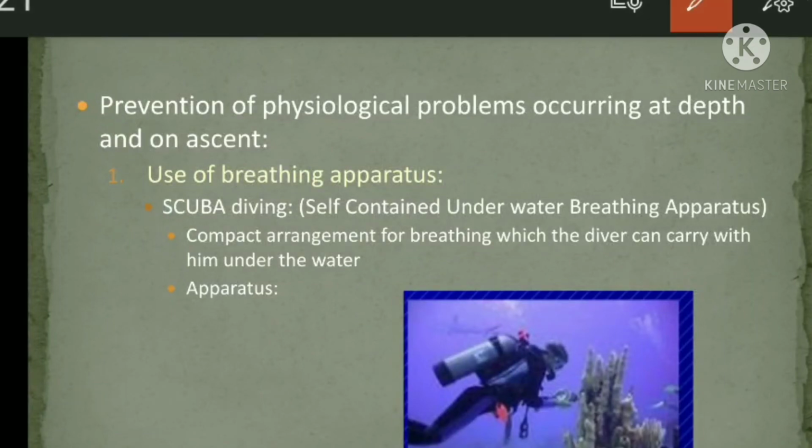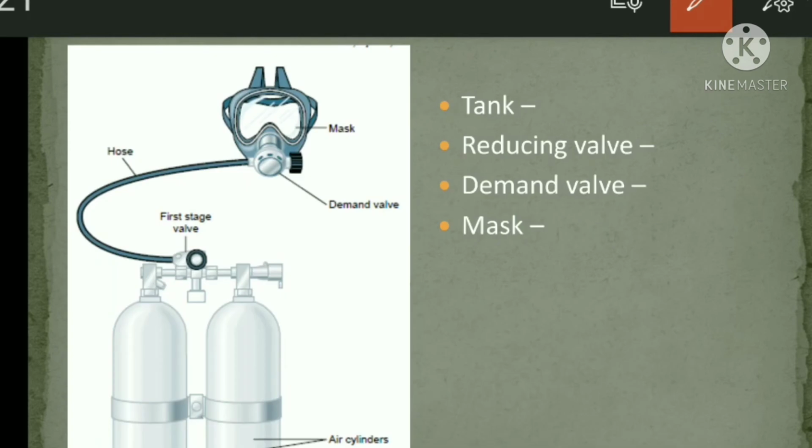You can see here the name is scuba diving, that is, self-contained underwater breathing apparatus diving. This is the scuba apparatus. It is a breathing apparatus which is carried by the diver under the water. It has a cylinder, you can see here, and a valve system. The cylinder contains compressed air which is connected through a tube to the mask.